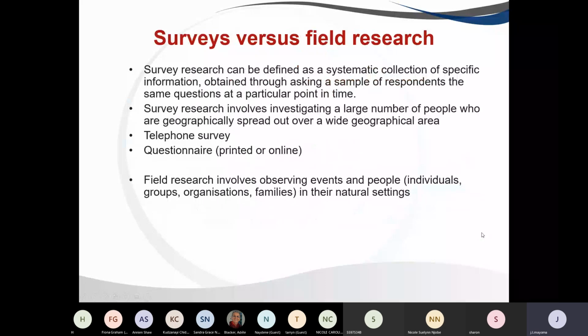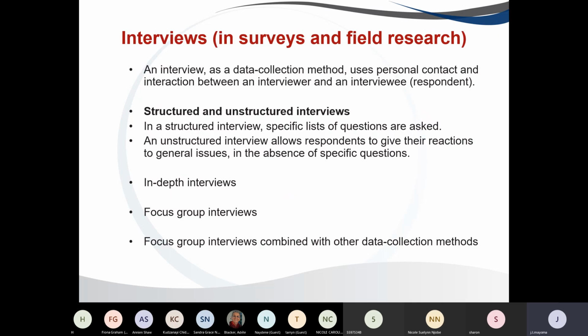And we talked about surveys versus field research, and we said that surveys are a collection of information based on asking people certain questions. And we say that field research, on the other hand, is the researcher actually going out into the field or into the settings where you find your participants and collecting the data in that space. And then from there, we went into interviews.